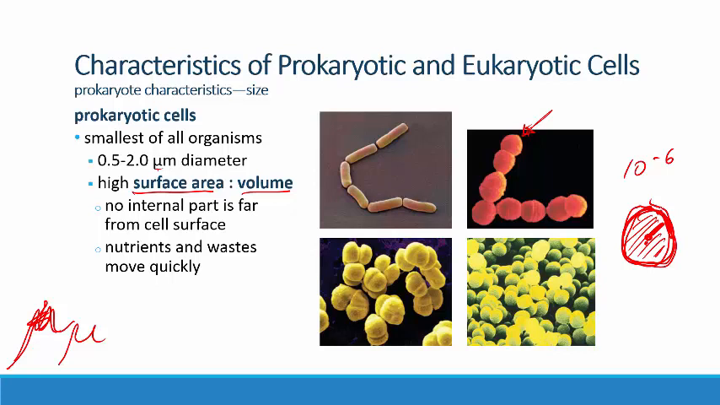Because prokaryotic cells have such small bodies, they have lots of surface area for every unit volume, so nutrients and wastes can move very quickly just by the physical properties of the cell. Using properties like diffusion, which we'll get to later in this chapter, is sufficient to move materials throughout the cells because of this high surface area to volume ratio that they have.